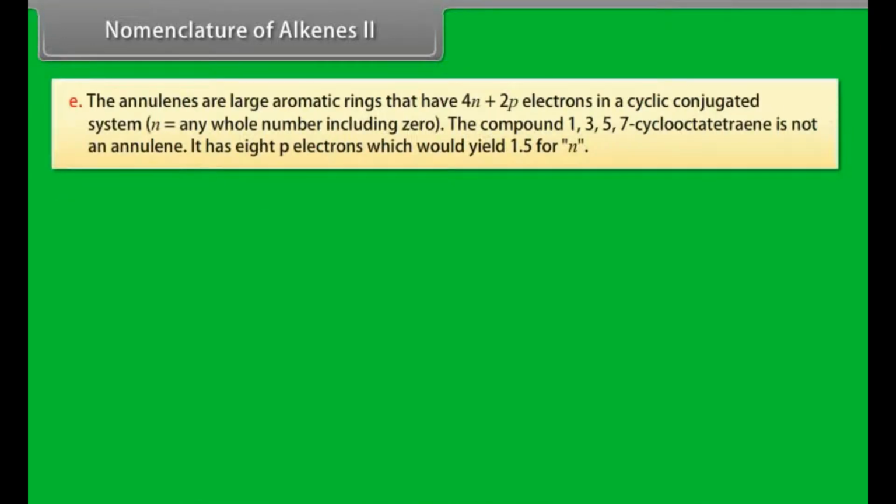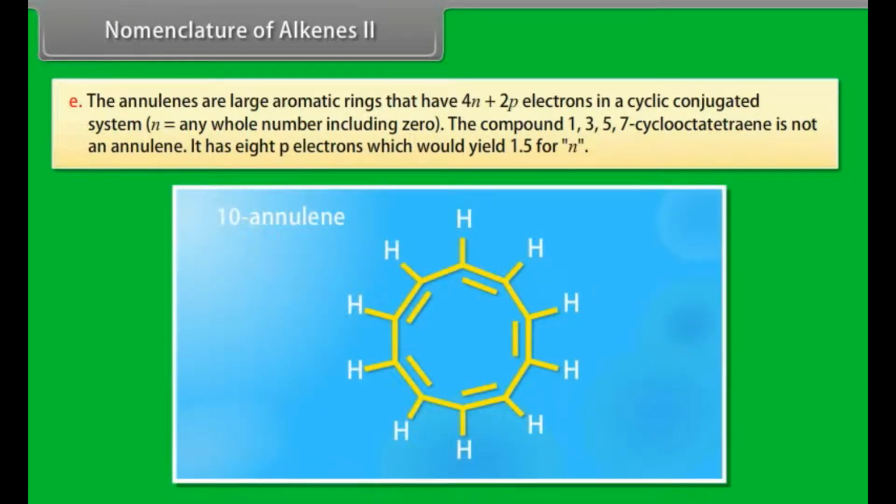E. The annulenes are large aromatic rings that have 4n plus 2 pi electrons in a cyclic conjugated system. That is, n is equal to any whole number including 0. The compound 1, 3, 5, 7-cyclooctatetraene is not an annulene. It has 8 pi electrons, which would yield 1.5 for n. Structure of 10-annulene.